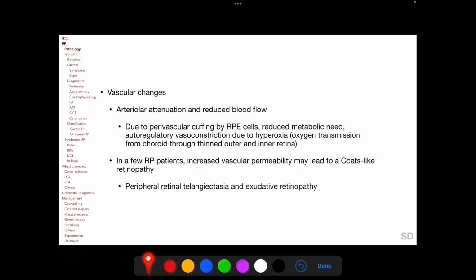Arteriolar attenuation is another characteristic feature of RP, which is said to occur due to perivascular cuffing by RPE cells, reduced metabolic need of the retina, and hyperoxia-induced vasoconstriction, with hyperoxia occurring due to increased oxygen transmission from the choroid through the thinned outer and inner retina. But in a few RP patients, increased vascular permeability may lead to a Coates-like retinopathy with peripheral retinal telangiectasia and exudative retinopathy, which we will be discussing further.